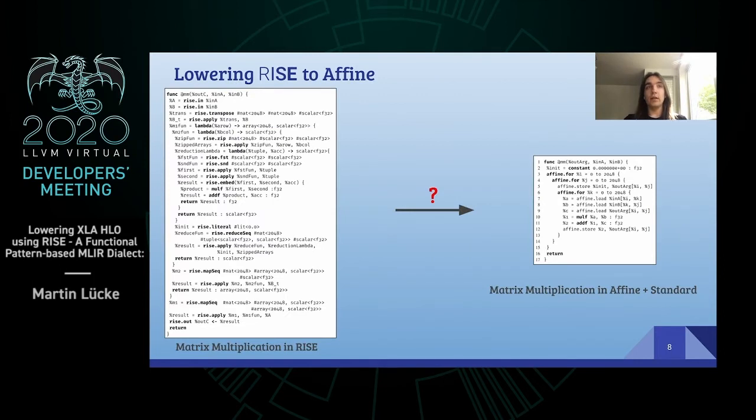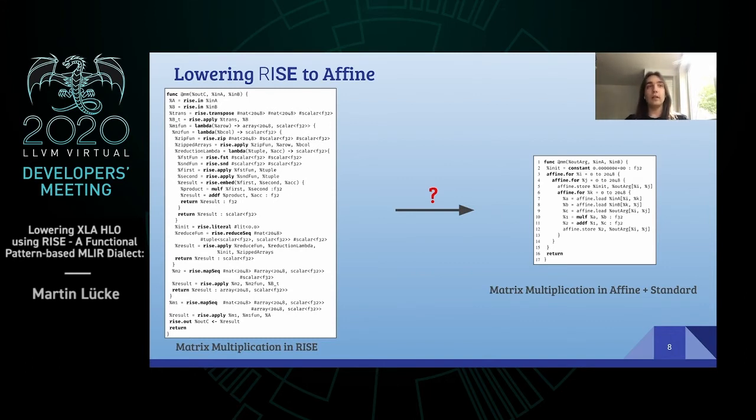And so here on the left-hand side, we see the same matrix multiplication as before, now represented in the actual RISE dialect. And on the right-hand side, we see the same computation in the affine and standard dialects. So we see the three loops and the usual access and computation structures of a textbook matrix-matrix multiplication. And we want to lower the left functional pattern-based representation to the target representation on the right-hand side.